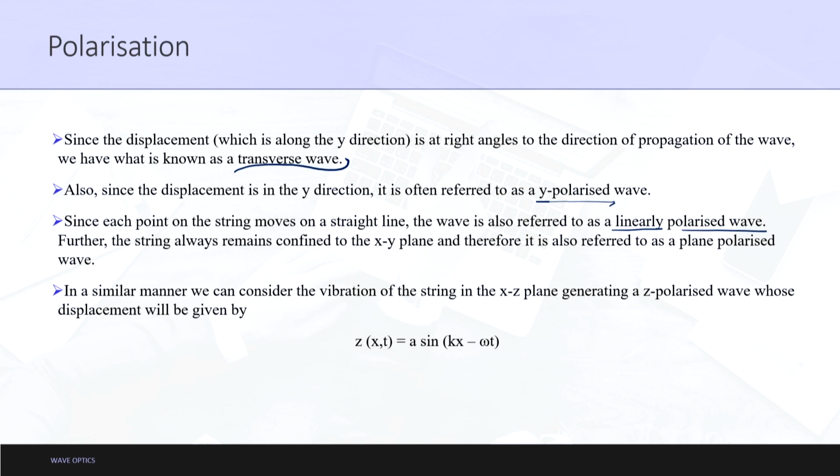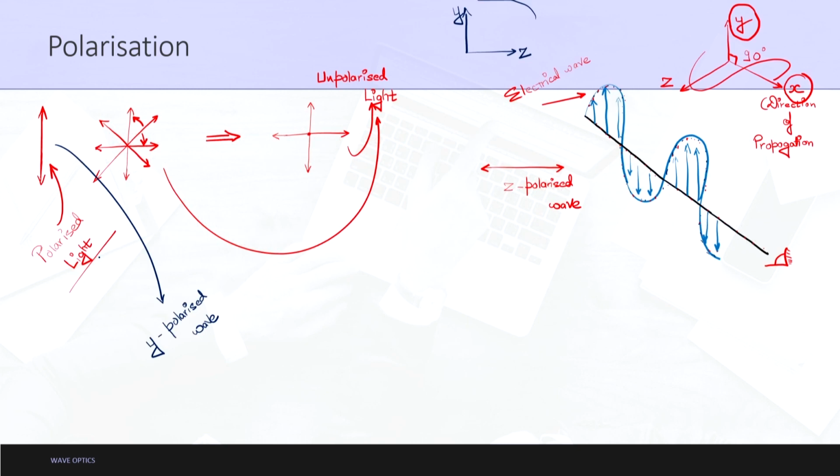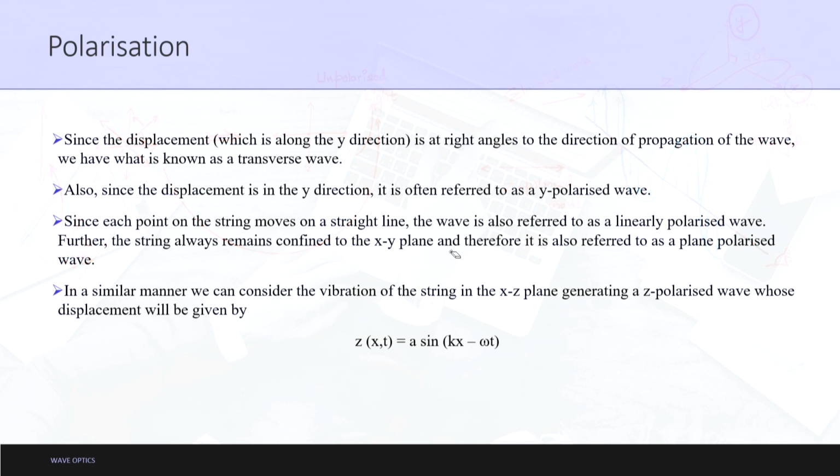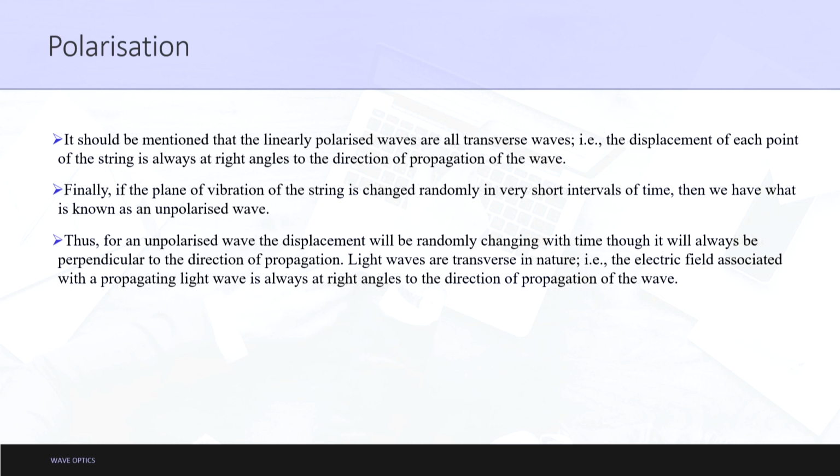The next was, further, the string always remains confined to the xy plane and therefore it is also referred to as a plane polarized wave. Because for our case it is always and only in this direction, therefore, it is a plane polarized wave. It is always in a plane, that is why it is called a plane polarized wave. In a similar manner, as the equation for y of x, t was like this, the equation for a z polarized wave will be something like this. The right hand side will be the same, but only the function will differ, and please make sure, as you can see here, that it is always a function of x and t only, because x is the direction of propagation of the wave. So, this was the final concept which we understood.